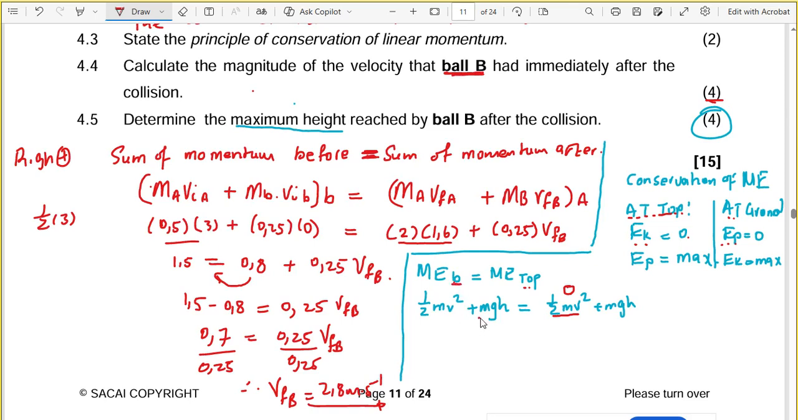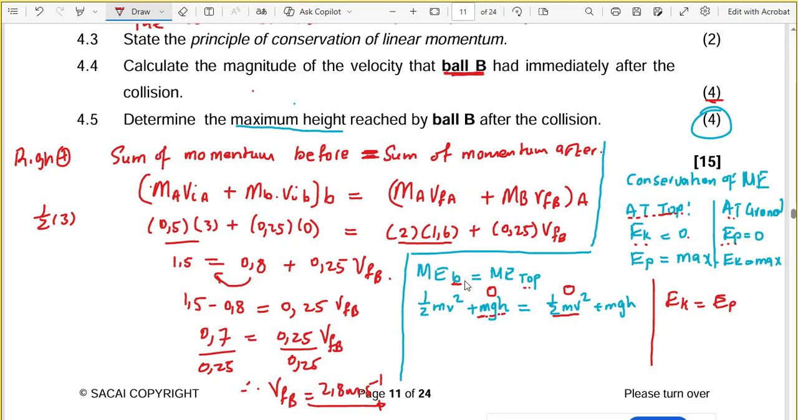At the ground, your potential energy will be 0. So this tells you that EP is equal to EK. Let me write it like this instead: this tells you that EK is equal to EP.